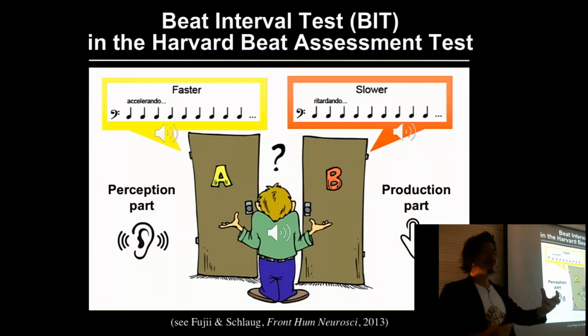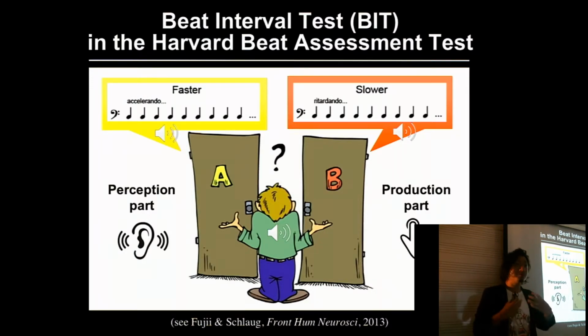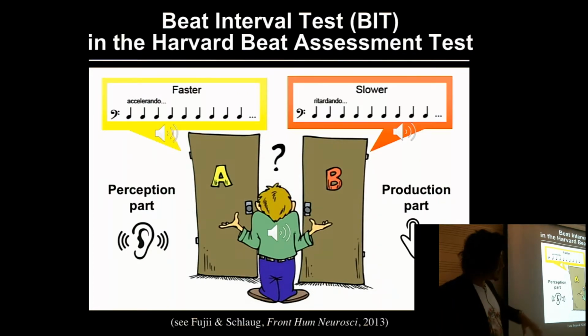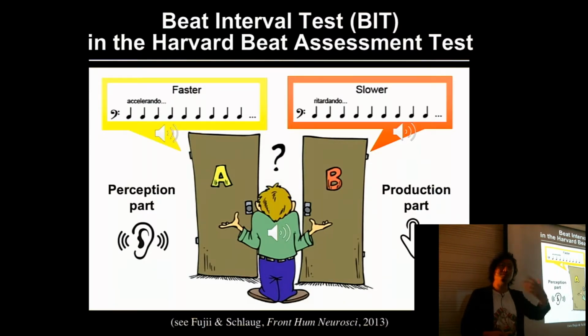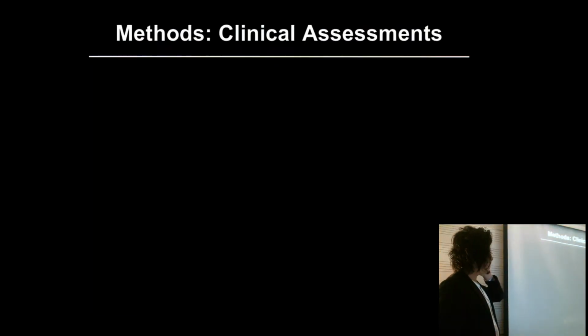So what you guys did was the perception part. You have to perceive the change and answer on the keyboard, getting slower or faster. And then in the other part, you have to do it without saying anything. You can just tap with the stimulus, and the computer program automatically detects whether your tapping is getting faster or slower. This is the production part. So we measure the thresholds, at which millisecond you can perceive and produce the music beat intervals.